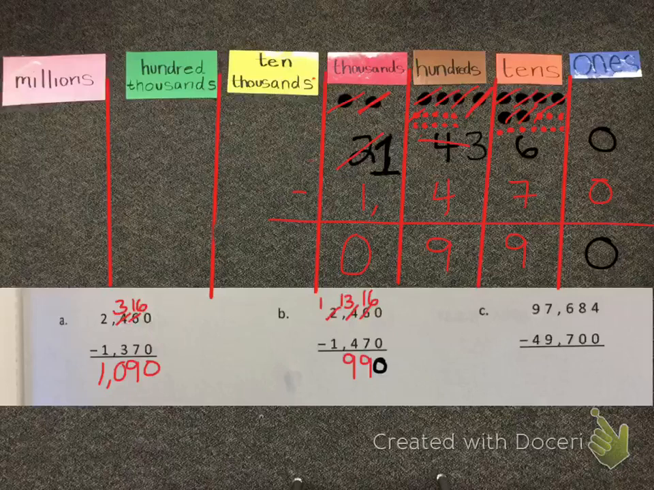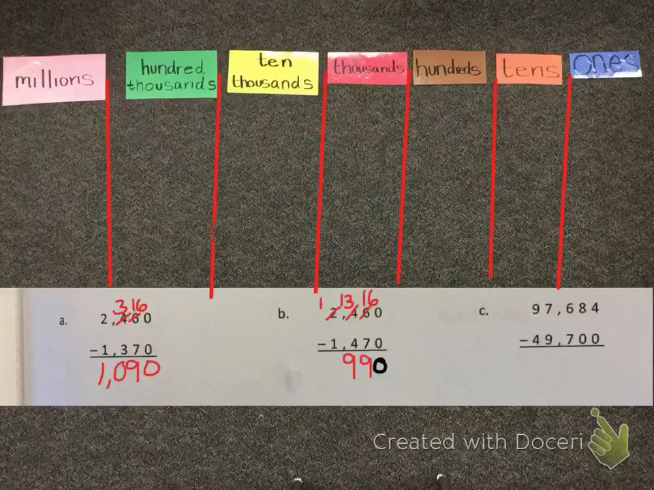Okay, let's do one more for practice. And then I'm going to have you try the rest on your own for your exit ticket. See how you can unbundle and use the place value chart to subtract.